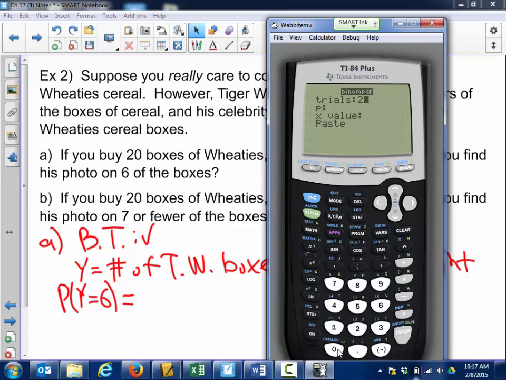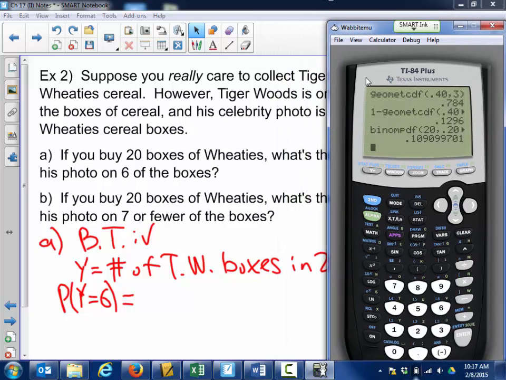Excuse me. The number of trials, which we'll enter to be 20. The probability of success is 0.20 this time around, and they wanted 6 successes, so we'll enter that. We'll paste this and enter this in, and there's a 10.9% chance that you see 6 Tiger Woods boxes out of 20 boxes in all.